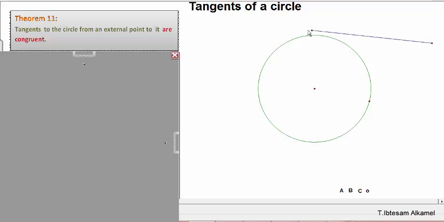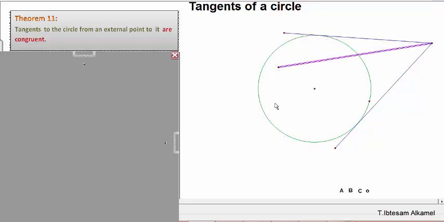I will draw the first tangent. Okay, this is the first. This is the second. Okay, can I make more? Of course, as you see, we can't make more than two.